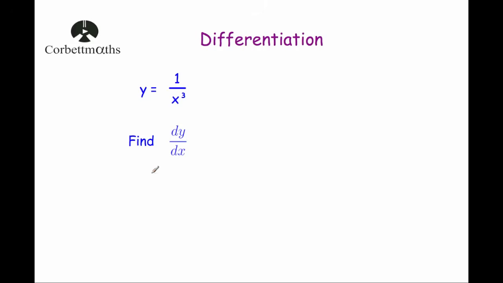So let's have a look at our next example now. We've been given y equals 1 over x cubed, and we've been asked to find dy by dx. So this question again looks quite difficult, particularly as we've got x's on the denominator. But if you've got x's on the denominator, you can do something about it.